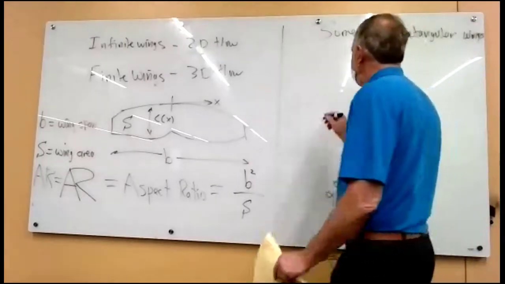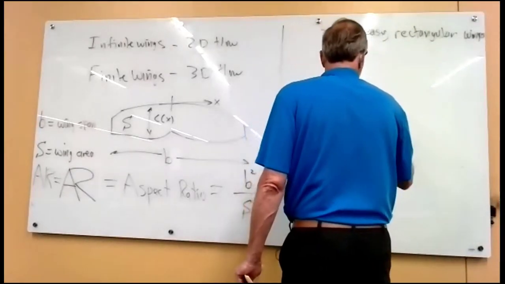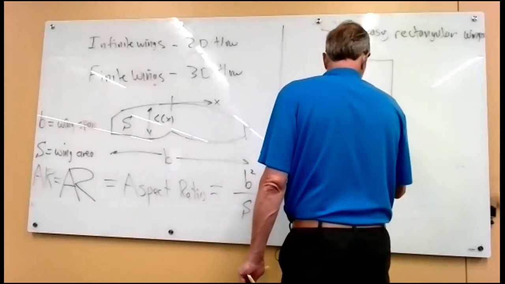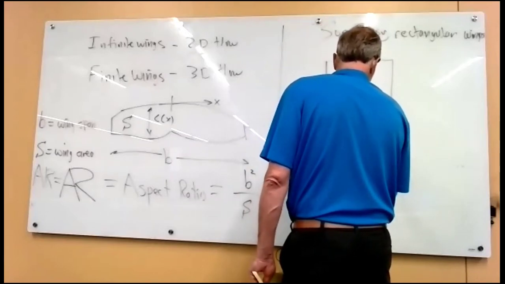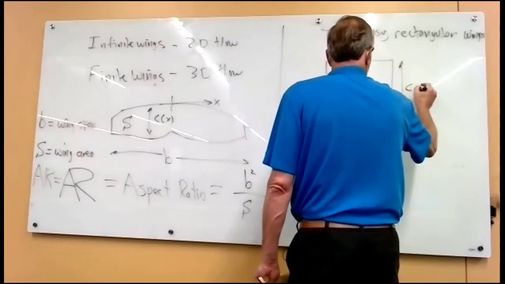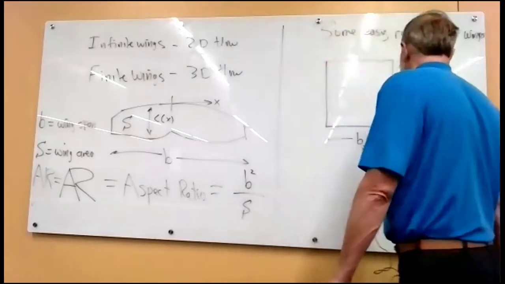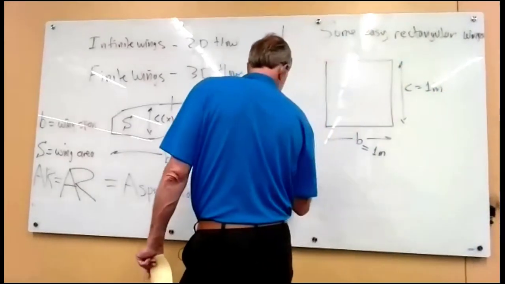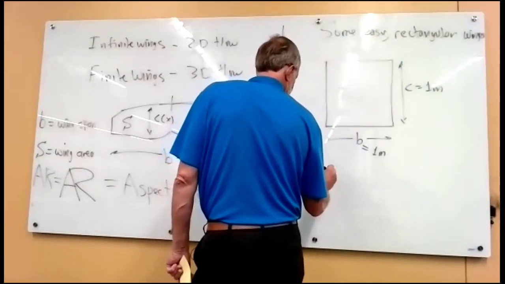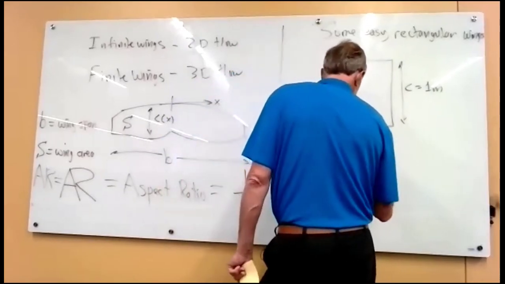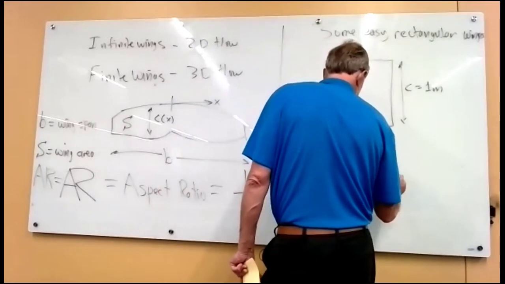So the first one we're going to do is a square wing. They're both 1 meter. So the wing area is going to be C times B, because it's a rectangle. It's going to be 1 times 1.